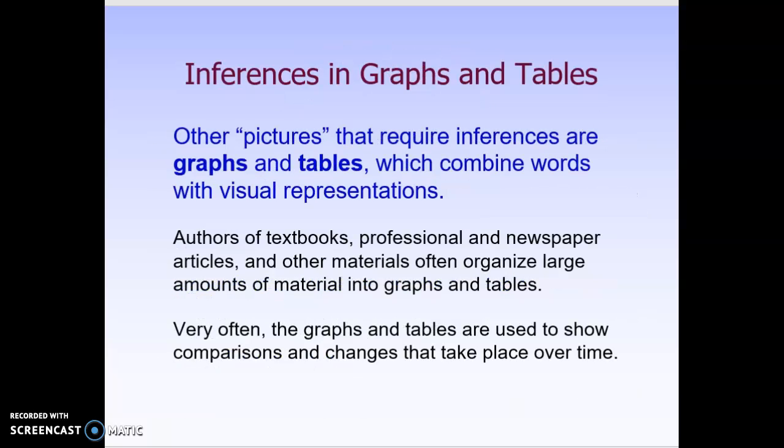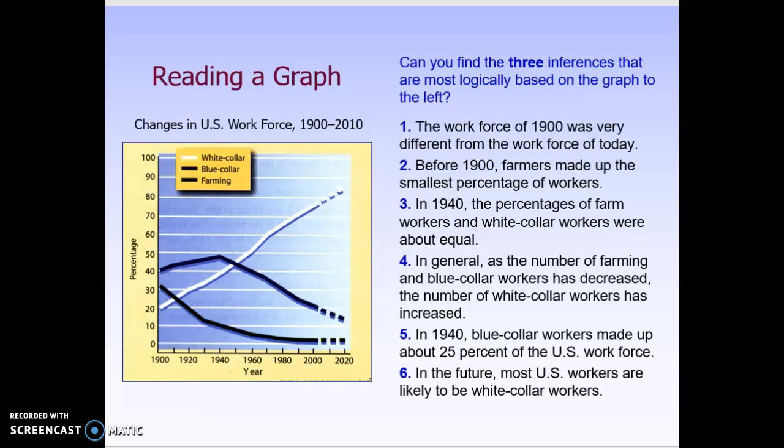Okay, we make inferences in graphs and tables and charts all the time. And authors of textbooks use these graphs and tables and charts to organize large pieces of information into them. They show comparisons or how things change over time. So if we look here, I want you to pause and see if you can find the three inferences that are logically based on that graph.